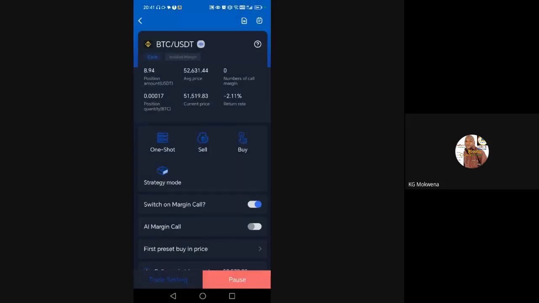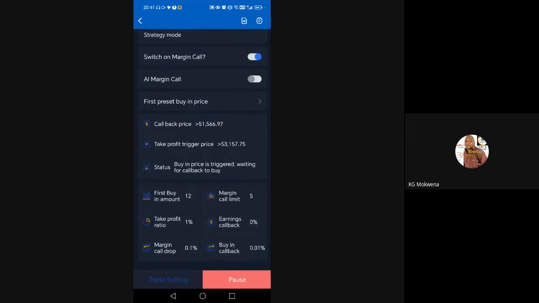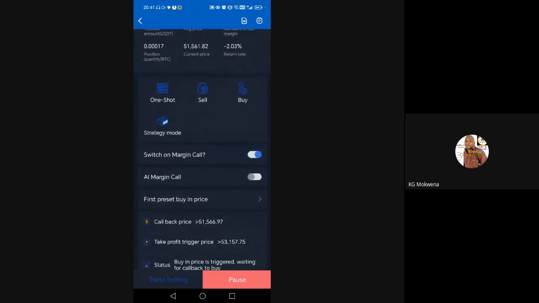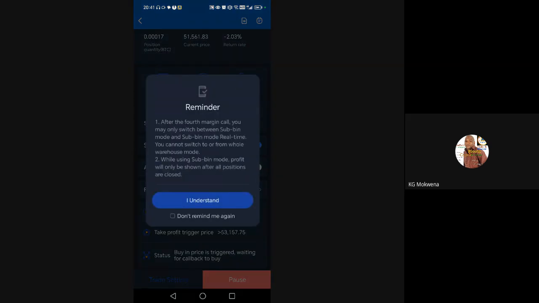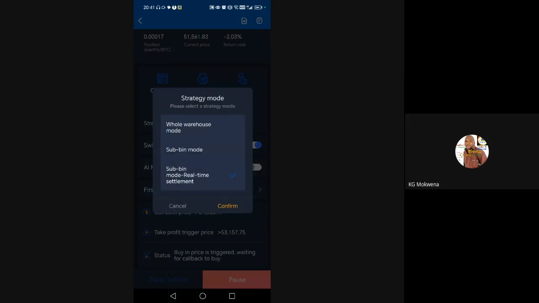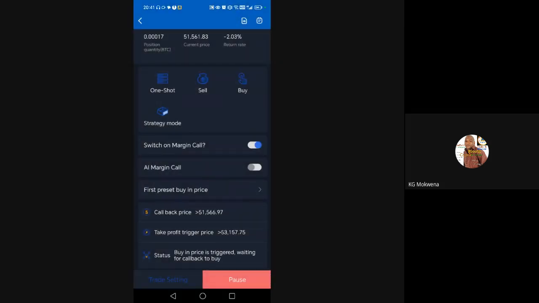And then before, okay, can you please click on the strategy mode? There's something I like there. Let's check if it's under sub-bin, the strategy mode. Strategy mode. Yeah, say I understand. Yes, that's good. Confirm. That's where we want it to be, under sub-bin mode, real-time settlement.